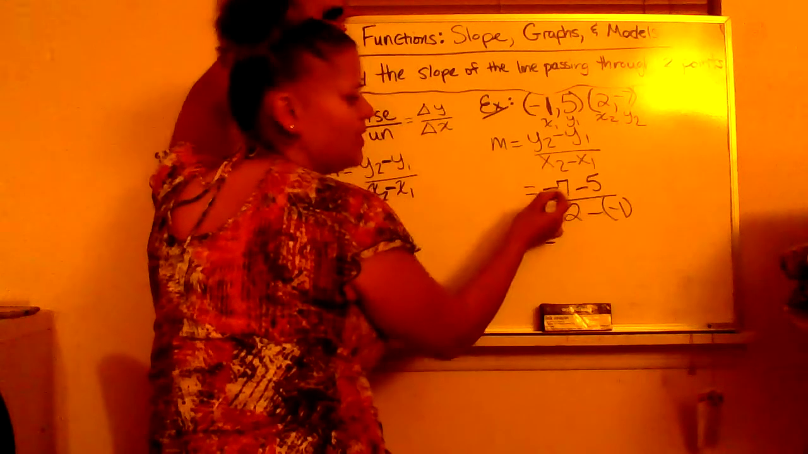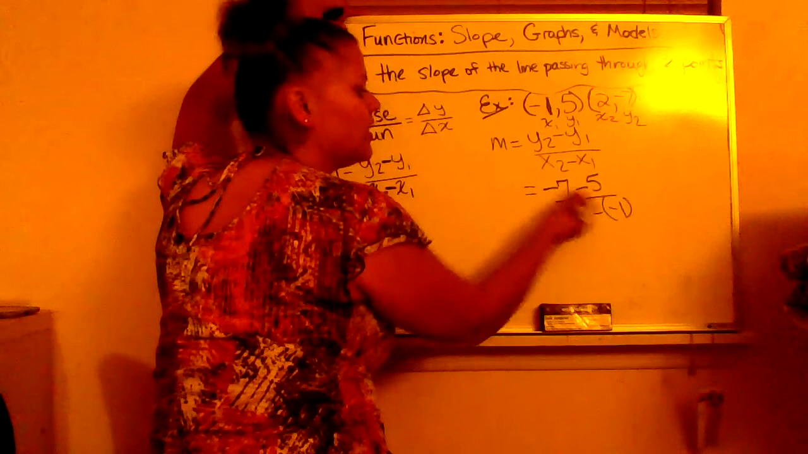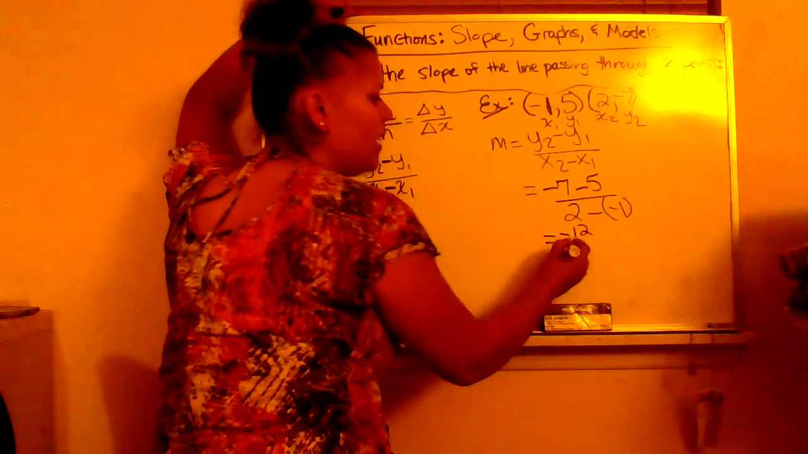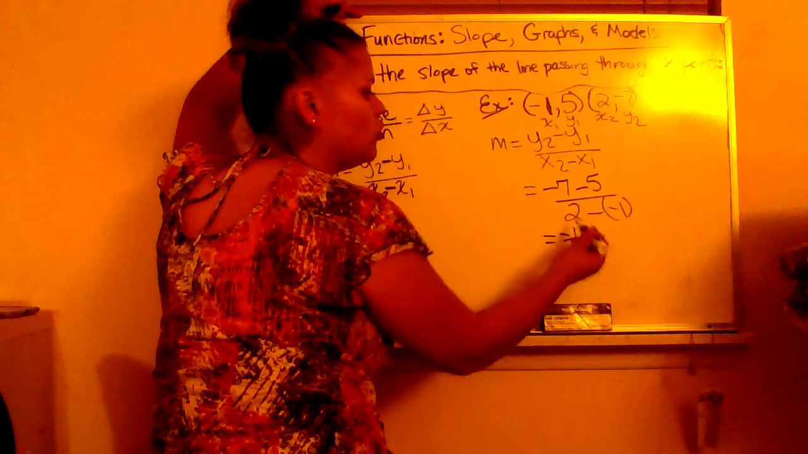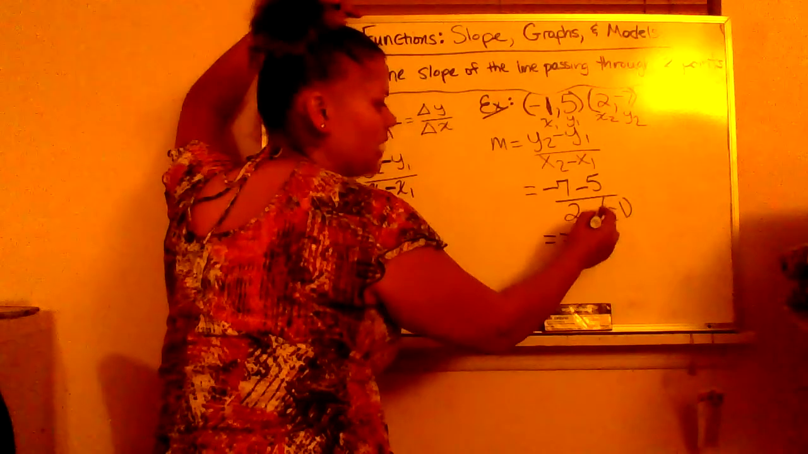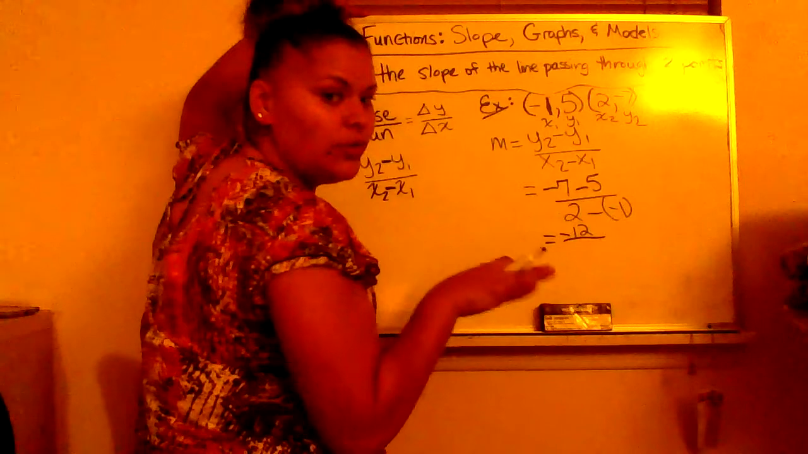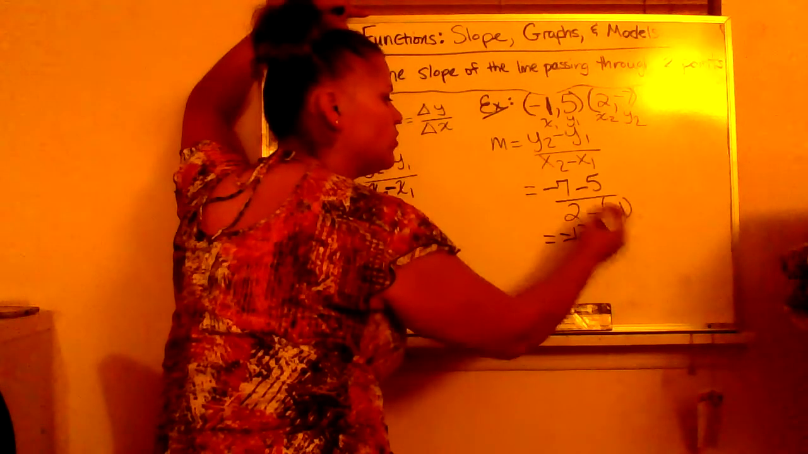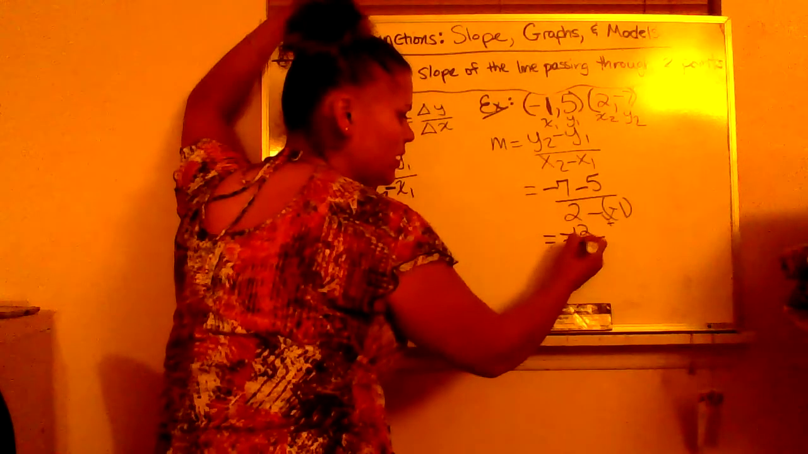So from there I have negative 7 minus 5. Now those are 2 negatives. I'm owing 7, then I'm owing 5 more, so I'm owing 12. Now that's divided by 2 minus negative 1, or 2 and the opposite of negative 1, or negative times negative equals positive. Either way, whichever way you want to look at it makes it easier for you, you go that route. So 2 minus negative 1, or 2 plus the opposite of negative 1, that's positive 1. So 2 plus 1 is 3.